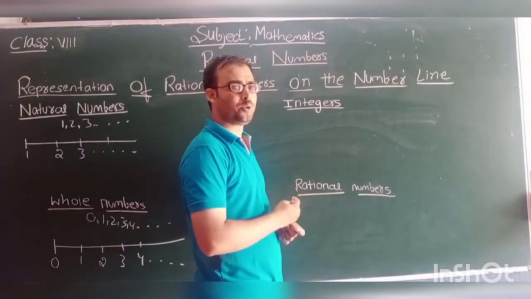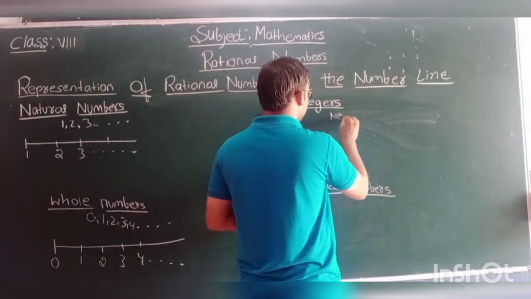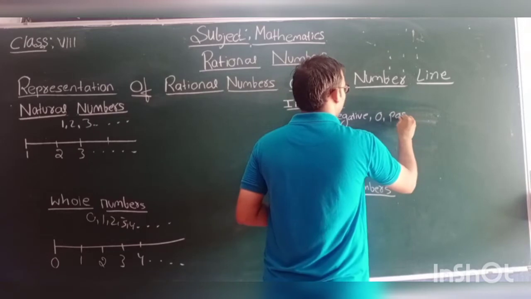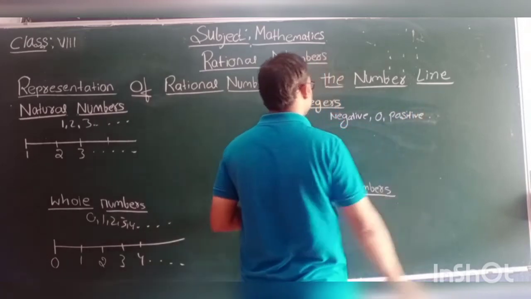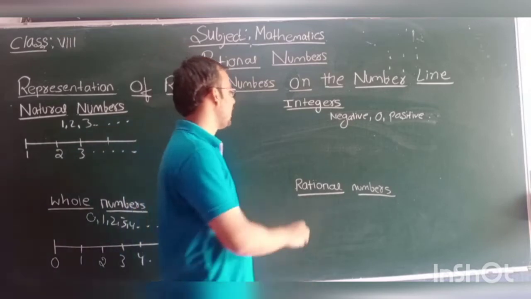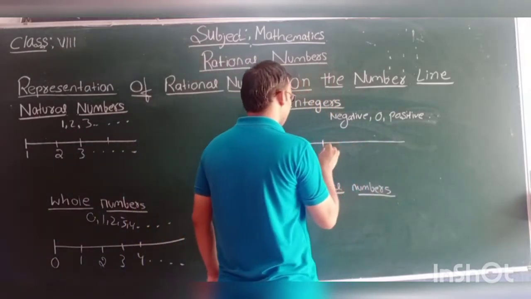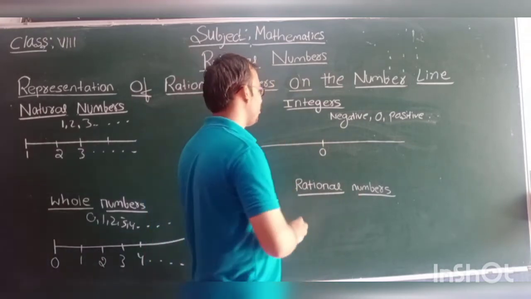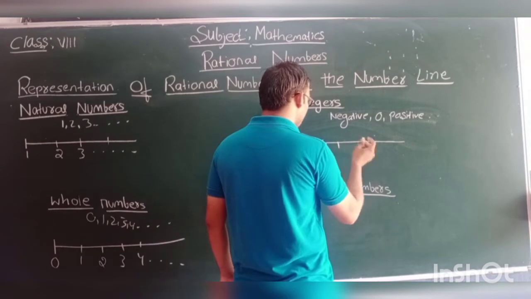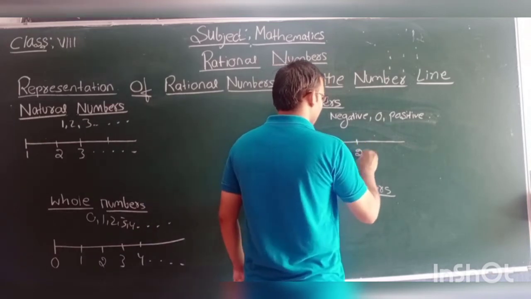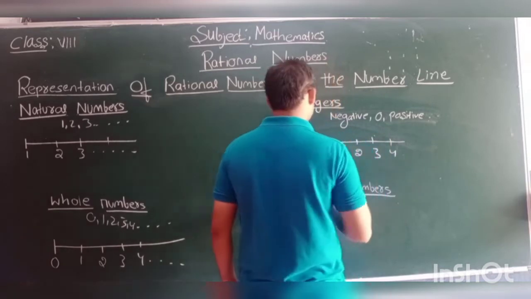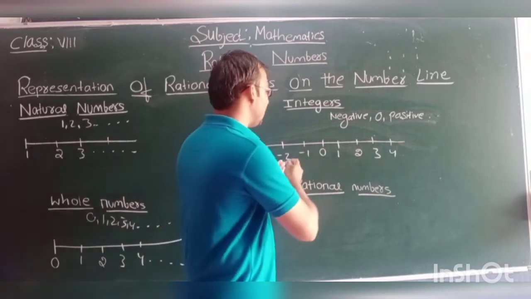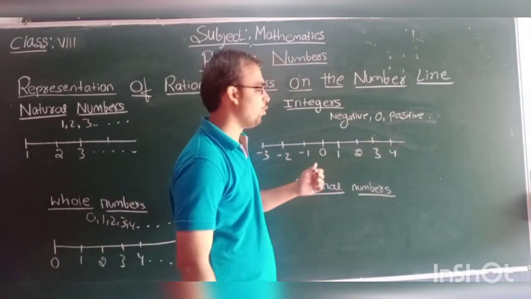Now come to integers. You know that integers consist of negative numbers, 0 and positive numbers. So the number line of integers also consists of negative numbers, 0 and positive numbers. There will be positive numbers to the right of 0 and negative numbers to the left of 0. Here the line can be extended indefinitely on both sides.